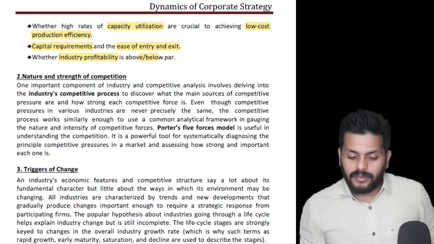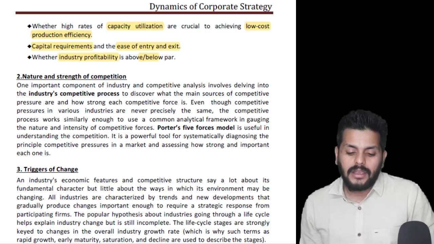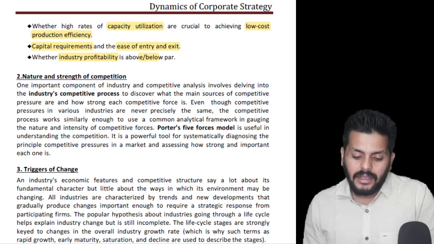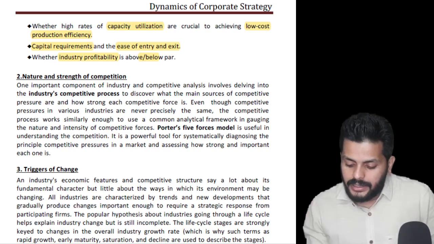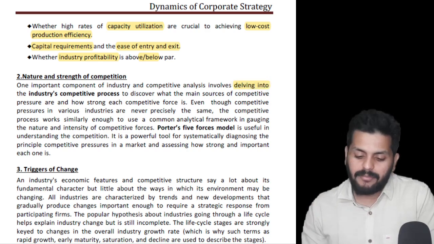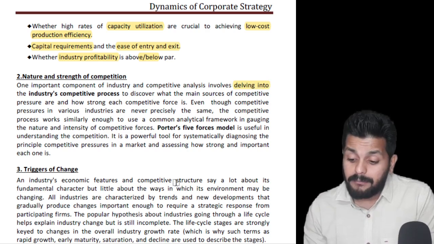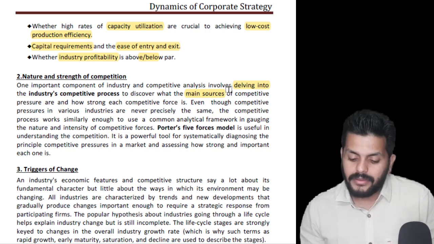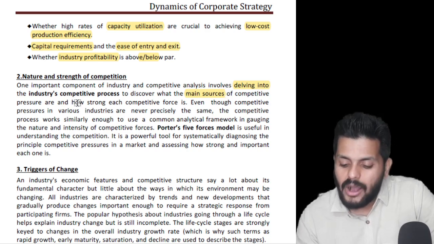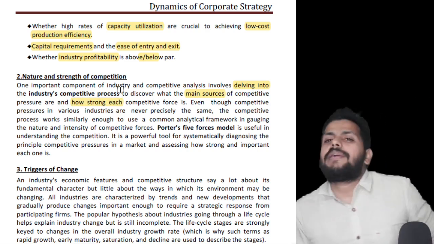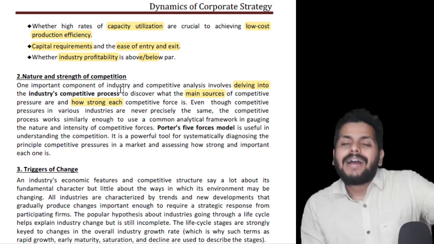The second point is very simple, as you see there, a small point only: nature and strength of competition. I think I orally explained this some time back. One of the important parts of industry and competitive analysis involves delving into, meaning going deep into, the industry's competitive process to discover the main sources from where competition is coming, from where you feel the pressure, and how strong each one is. Two questions.